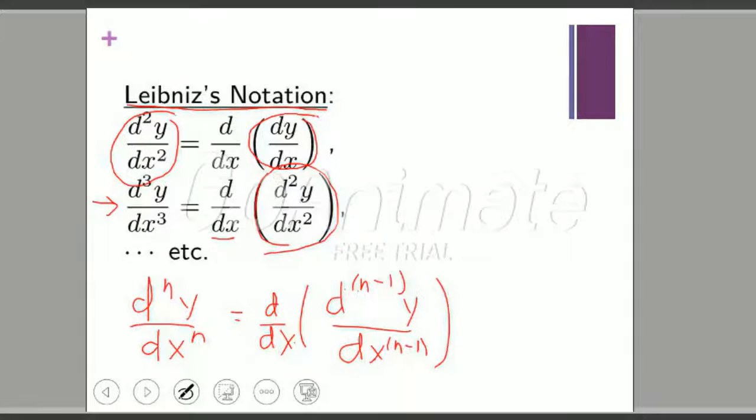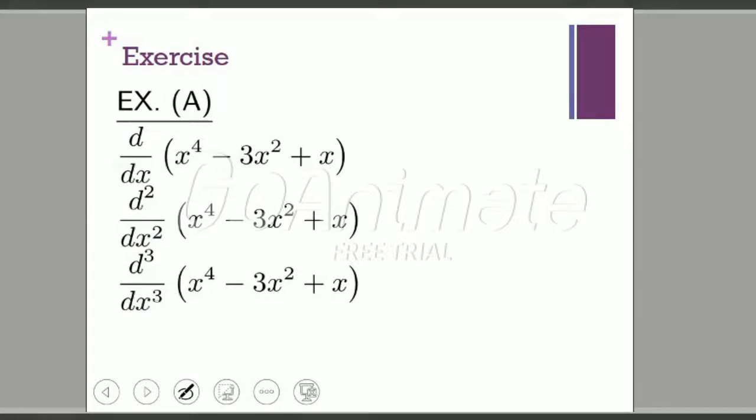Right, okay. So let's do another example. What's the derivative of x to the power 4 minus 3x squared plus x? Well, just by the sum and power rules, it's just 4x cubed minus 6x plus 1. So what's the second derivative of the original function? Well, that's going to be the derivative of the first derivative, right? So d by dx of the first derivative.